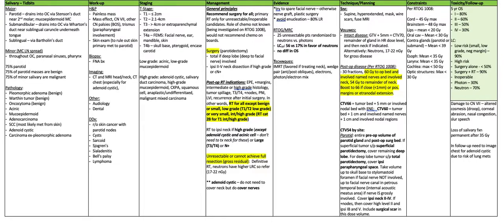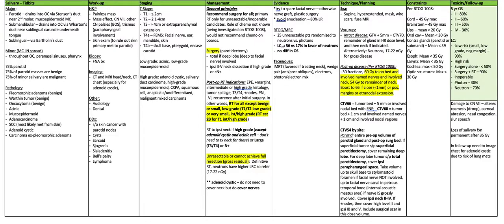CTV 54 by site: the parotid is the entire pre-op volume of the parotid gland and post-op surgical bed. If you had a superficial tumor, status post superficial parotidectomy, cover the remaining deep lobe. For a deep lobe tumor, status post total parotidectomy, cover the ipsilateral parapharyngeal space. Take the volume up to the skull base to the stylomastoid foramen if the facial nerve is not involved, up to the facial nerve canal and the petrous aspect of the temporal bone.